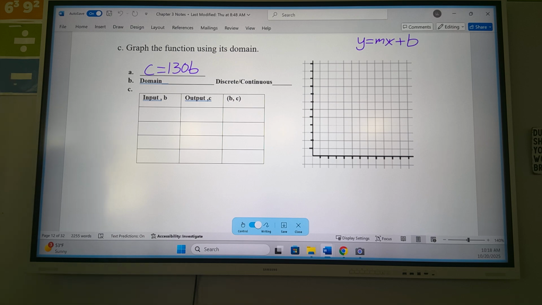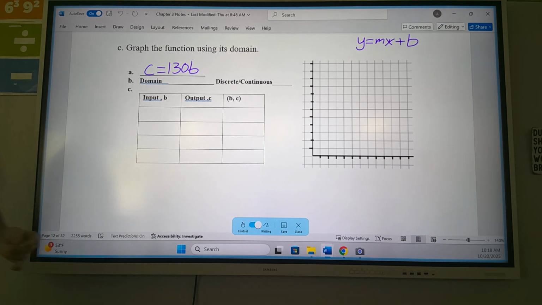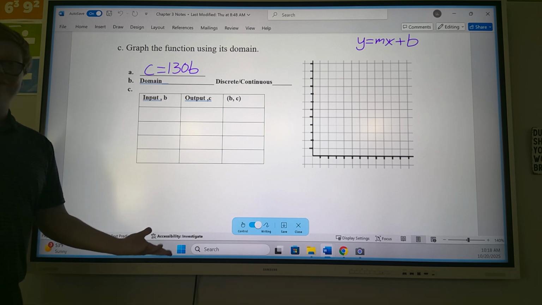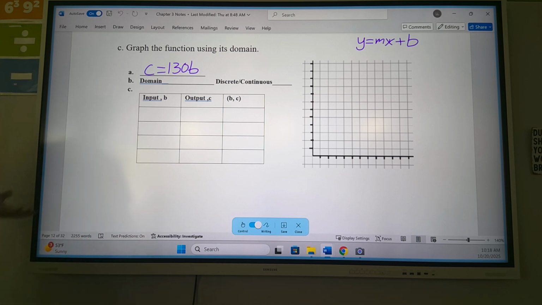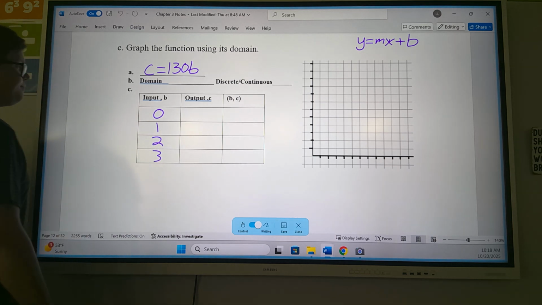Okay. Our input is the number of bars we're going to eat. Our output is c. This is only a 3-column table. You can represent it in a 3-column table. You can represent it in a 4 or a 5. That's completely up to you. You don't always have to use a table either. So I'm going to make this easy on myself. I know that with continuous domains, I can eat fractions of a bar, but I like whole numbers. I'm going to use 0, 1, 2, and 3.